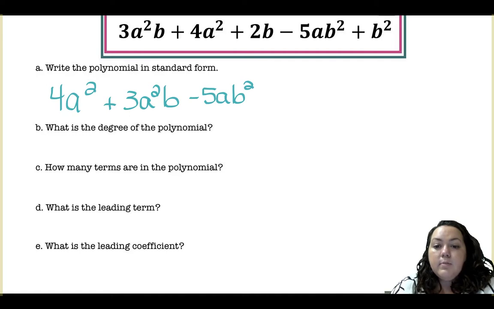And so then I'm going to go to my b's. I have a 2b and I have a b squared. So I'm going to go highest degree to lowest degree, so biggest exponent to smallest. So b squared and then plus 2b. And now it's in standard form.